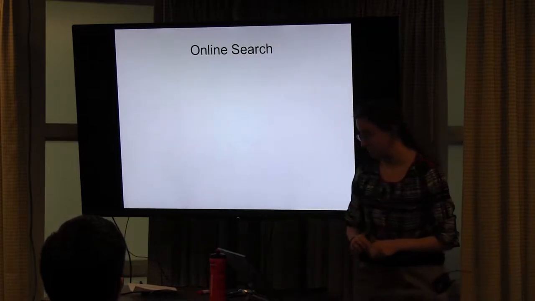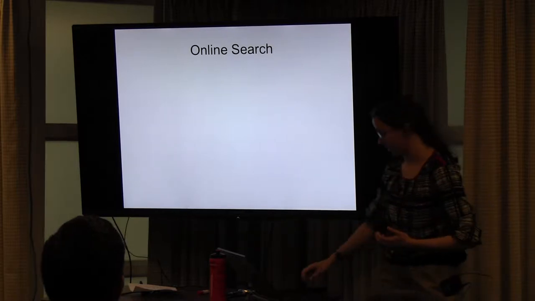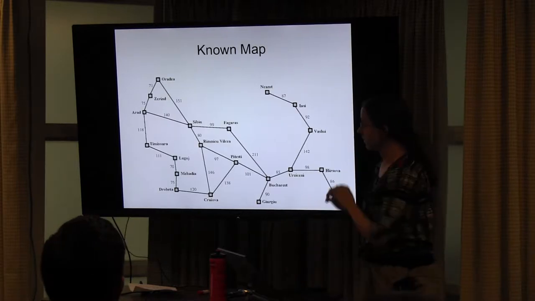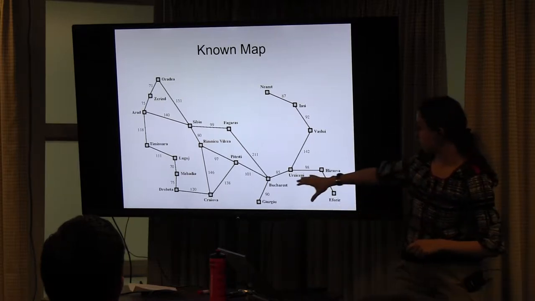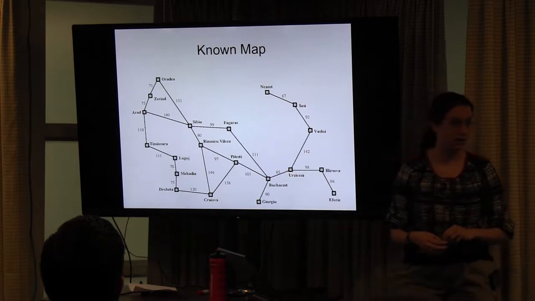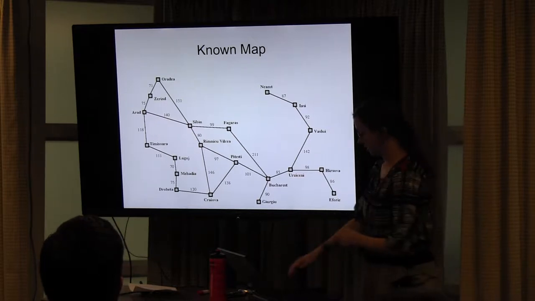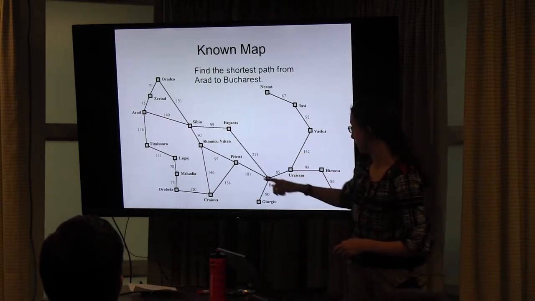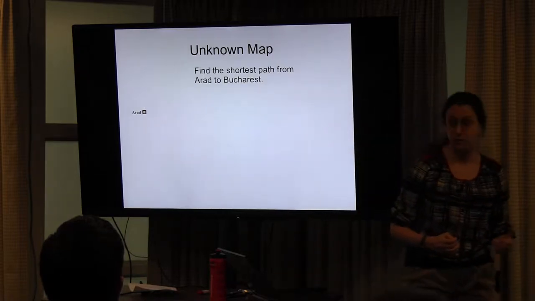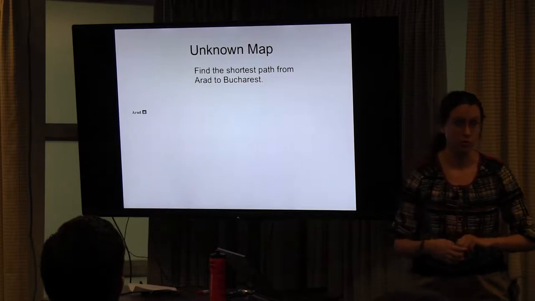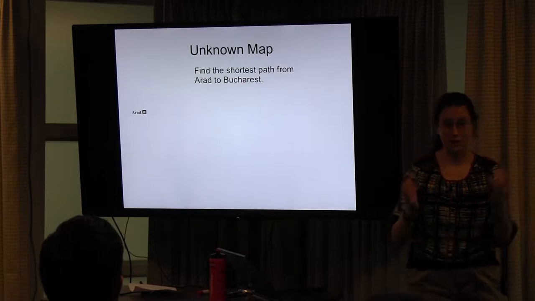So the difference between online search and classical search really boils down to the situation where in classical search, we're given the map, right? So we know in advance all of the connections between the cities and the costs to get to those cities. And we're trying to find the shortest path from, let's say, Arad to Bucharest. Whereas in online search, we're not given the map in advance. So we don't know the map. We don't know what other cities connect to Arad unless we're actually in that state.